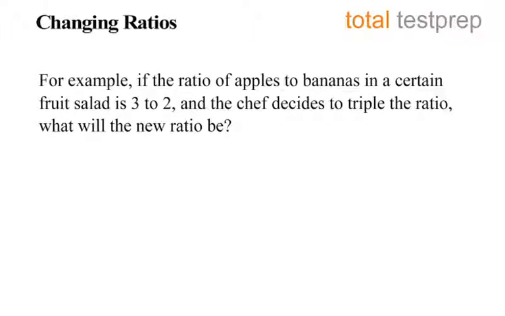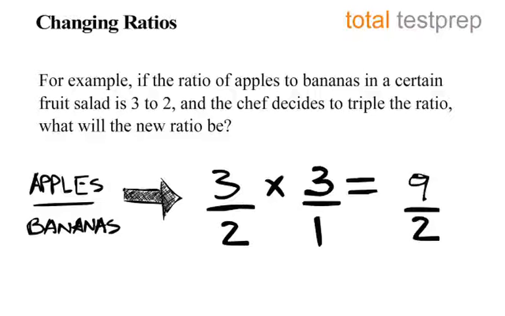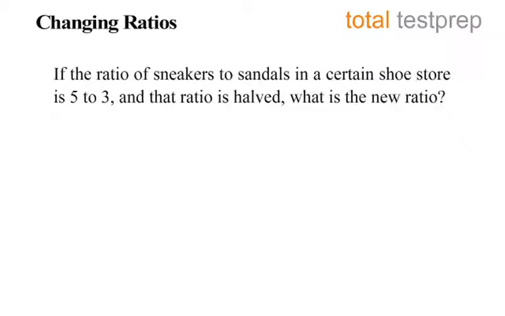You don't have to do this pictorially. You can also do it algebraically. So if the ratio of apples to bananas is 3:2, you write that as a fraction, 3/2, and then you multiply it by 3/1 if you're going to triple the ratio. 3/2 times 3/1 gives you 9/2, and so the new ratio of apples to bananas after the ratio has been tripled is 9:2.